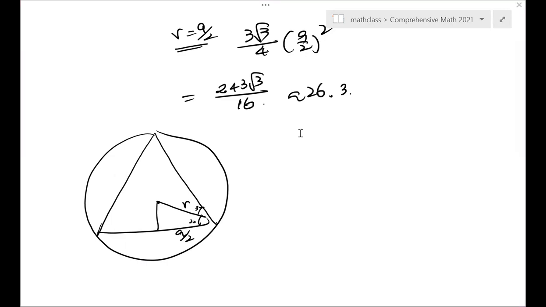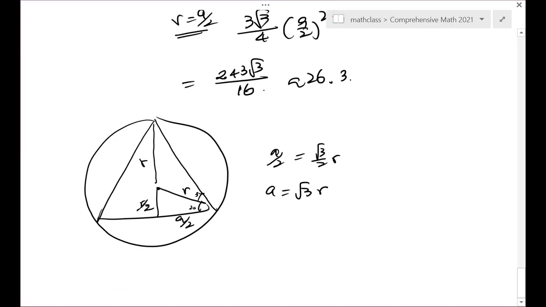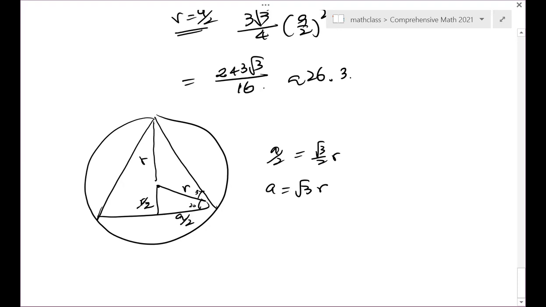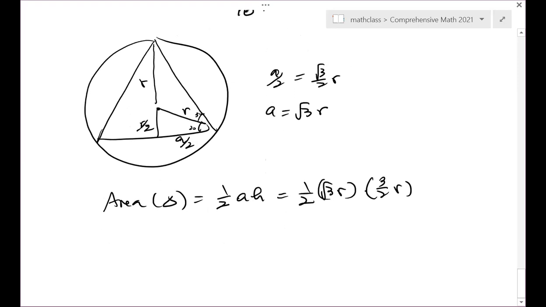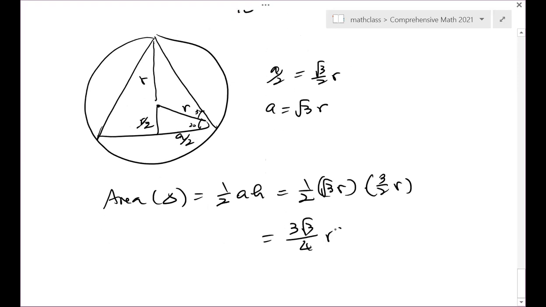So this is half of R, because it corresponds to 30 degrees. This is still R, and half of A is going to be square root 3 over 2 R. So A is going to be square root 3 R. So you can quickly get the area of the triangle, which is half of A times H. A is square root 3 R, H is 3 over 2 R, so you will get 3 square root 3 over 4 R squared. So we express area in terms of radius.